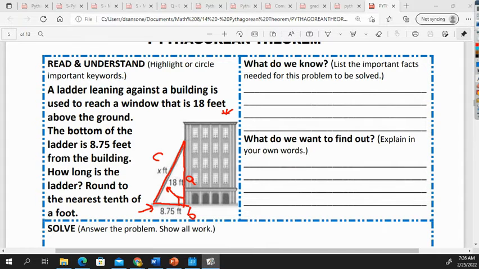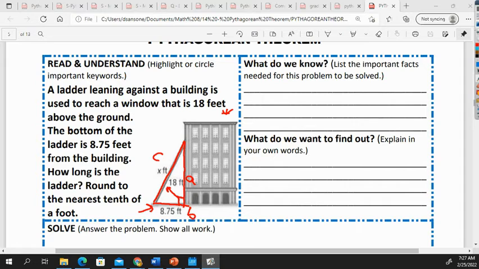So I don't know the answer yet, neither do you, but if they tell you at the very end that you may need to round, make sure you are expecting that at the very end, I may get a decimal, and we may have to round it. So make sure you're prepared for that. So let's go ahead and underline the important information.